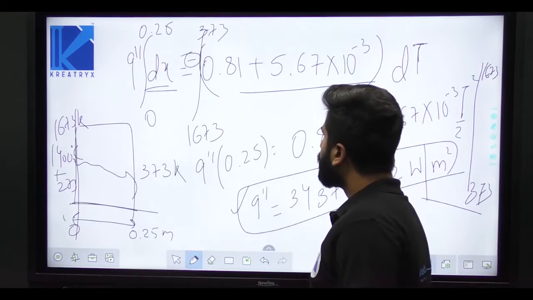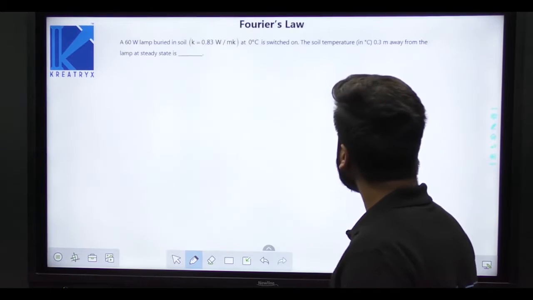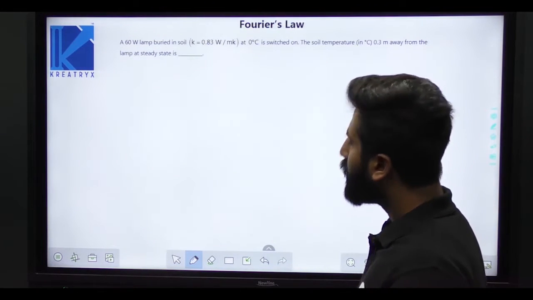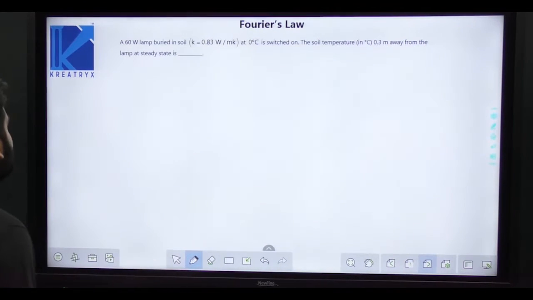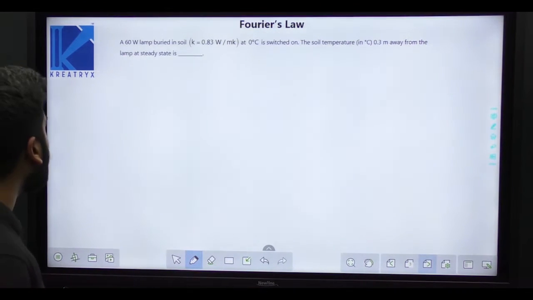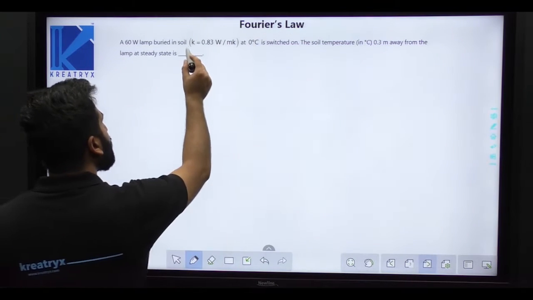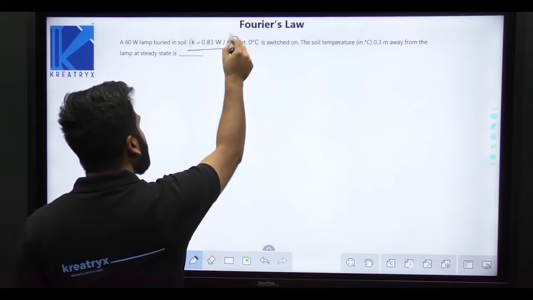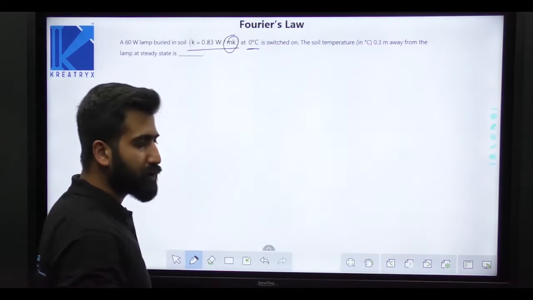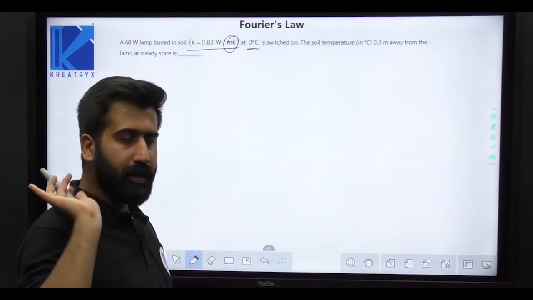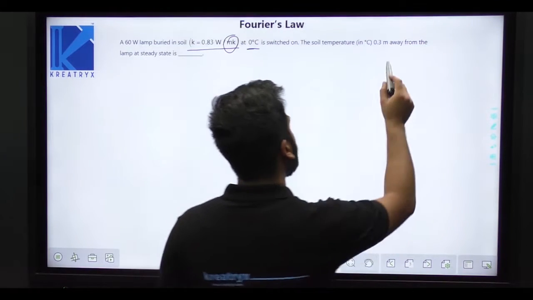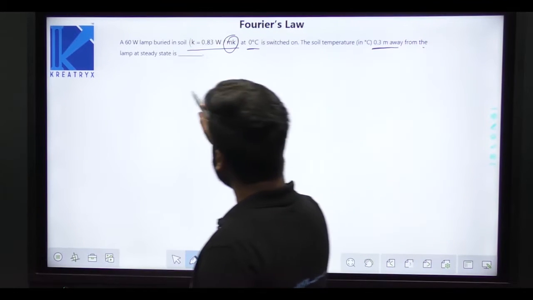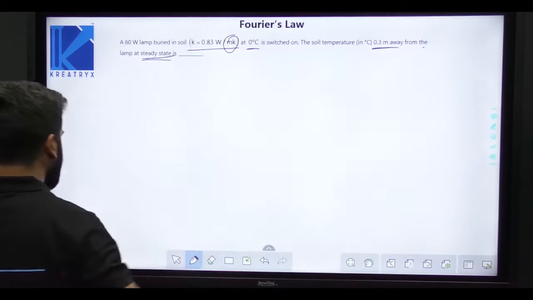Let's move on to the next question, which is again from Fourier's law. This is a good question. A 60-watt lamp buried in soil, the thermal conductivity is 0.83 watt per meter Kelvin at 0 degree Celsius, is switched on. So the initial temperature was 0 degree Celsius. The soil temperature 0.3 meters away from the lamp at steady state is?